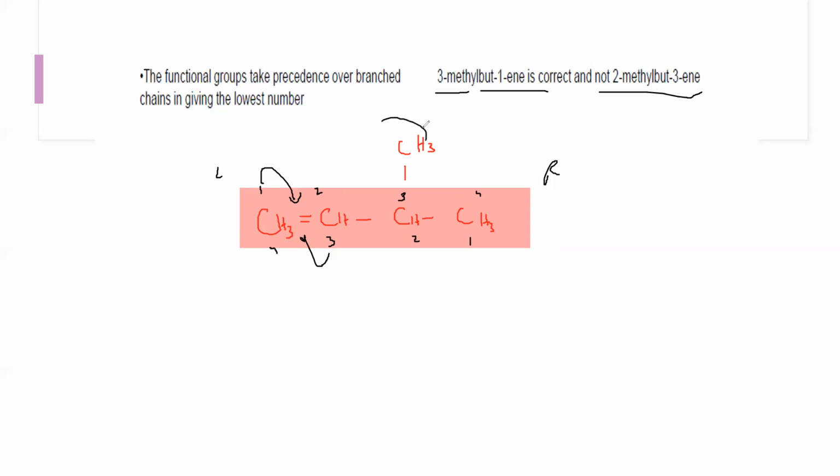So we have a branch at the 2nd position. One carbon in the branch, it's methyl. 4 carbons, it is but. And because there is a double bond between first and second carbon, it is but-1-ene. So it is 2-methylbut-1-ene. So we always give the priority to the functional group, not the branch, when we are counting.